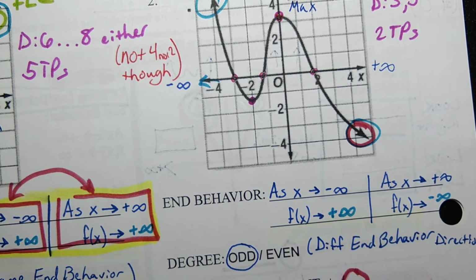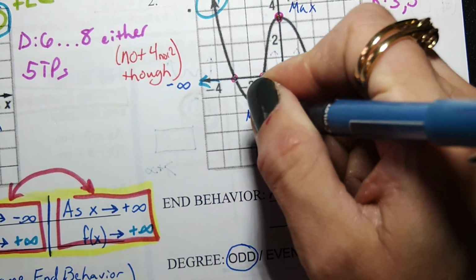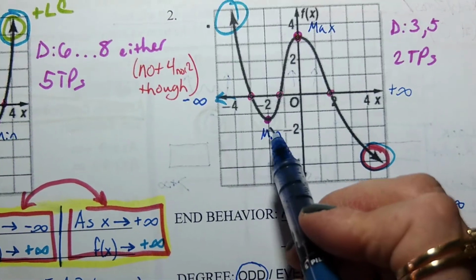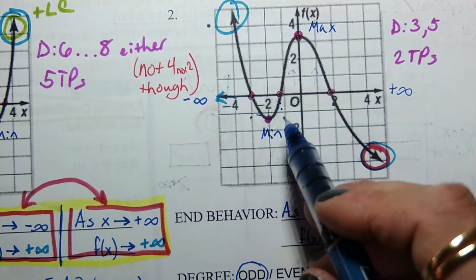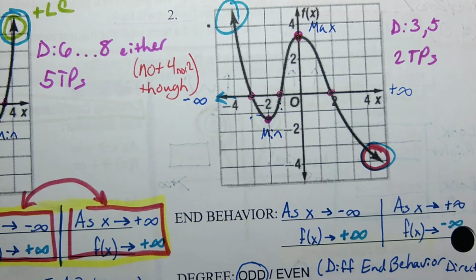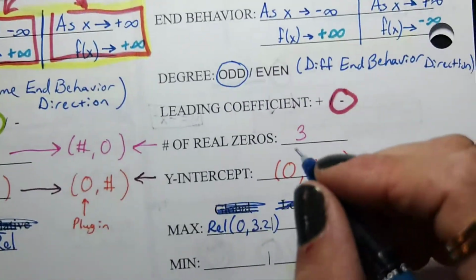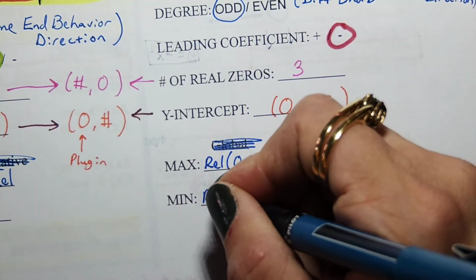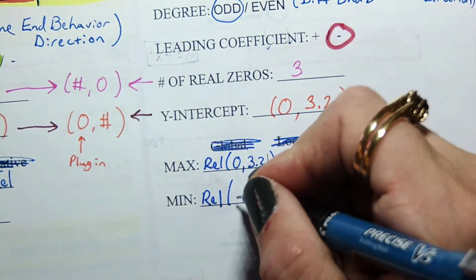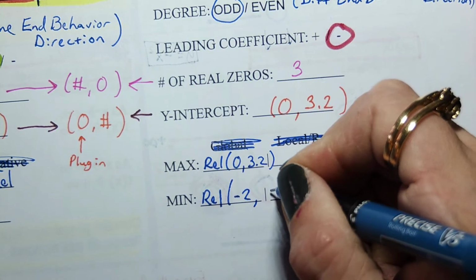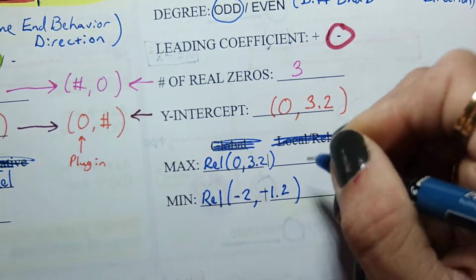Good stuff. And then our minimum, do we have one? No. We do have a low point. It's low compared to all the other points directly by it. Is this relative or absolute? Relative. So we've got a relative min at -2, -1.2.